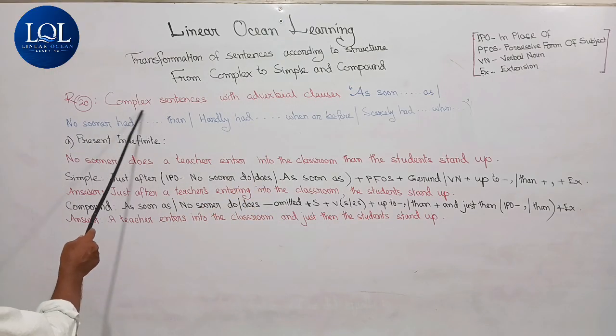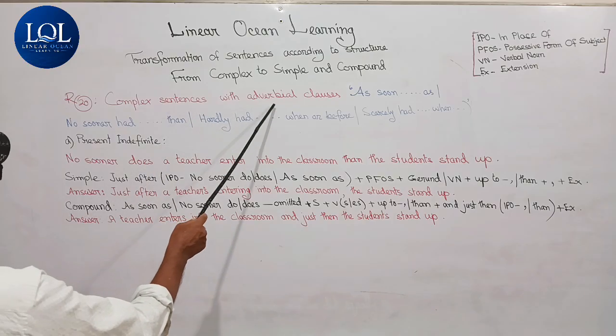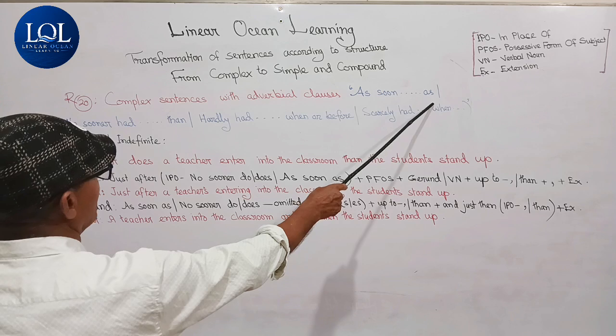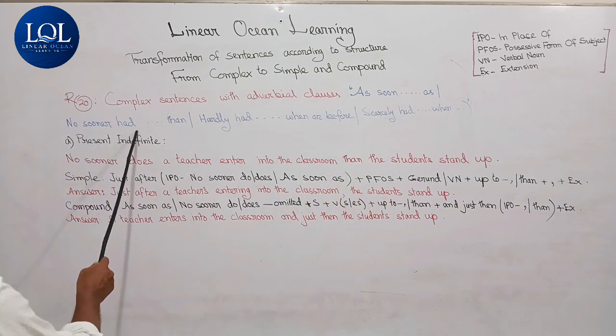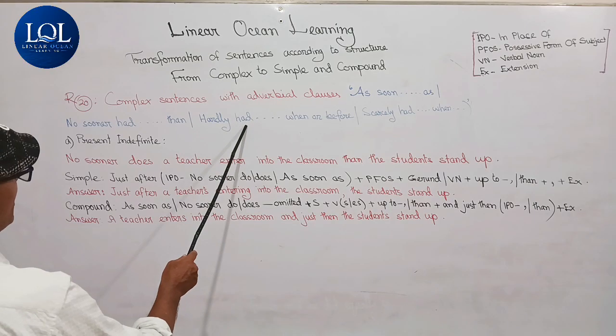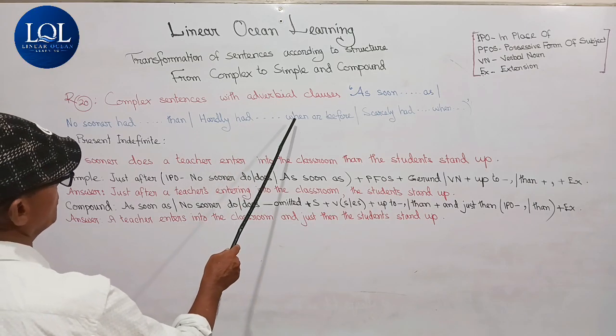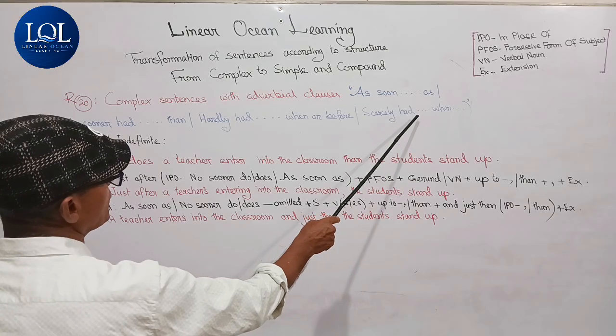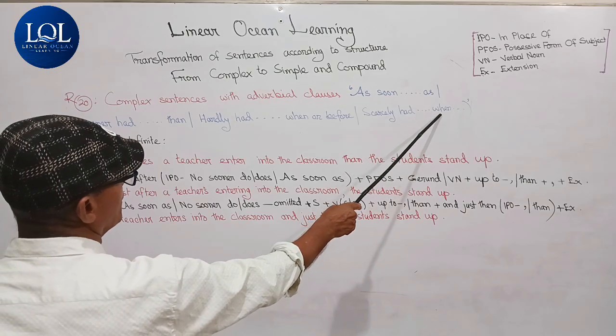Rule 20. Complex sentences with adverbial clauses: as soon as, no sooner had... than, hardly had... when or before, scarcely had... when or before.